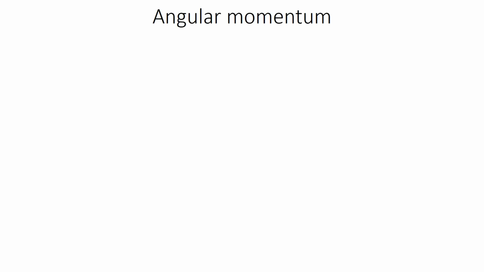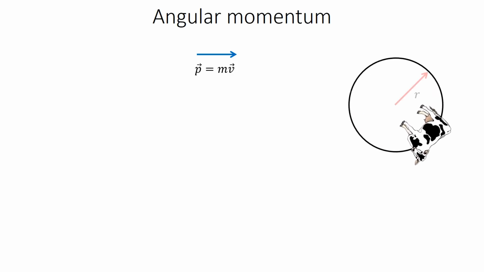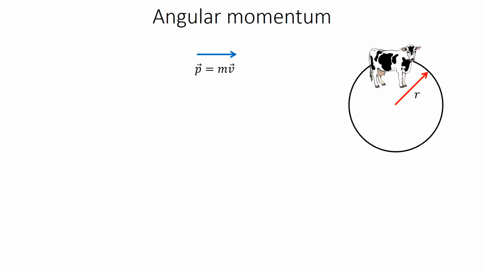When an object travels in a straight line, it has momentum, given by mass times velocity. If that motion becomes circular, we can talk about the angular momentum of the object. The size of the circular path becomes important, and we define angular momentum L as radius times mass times velocity.